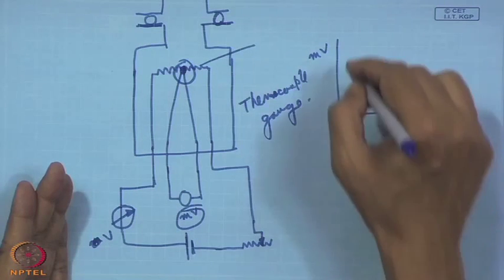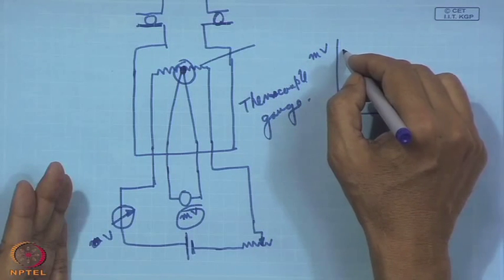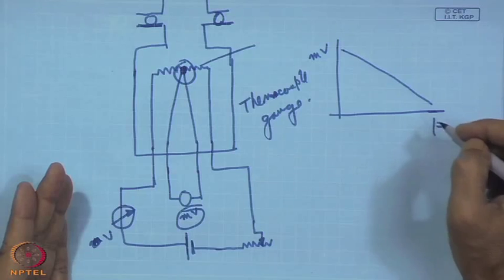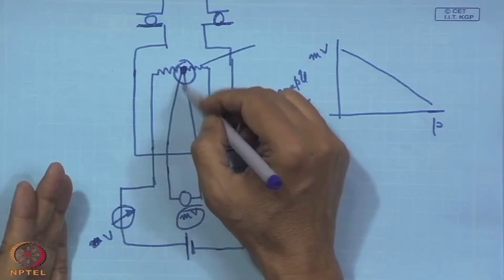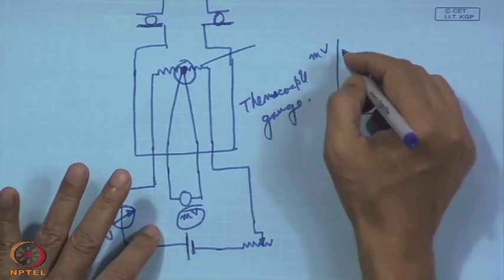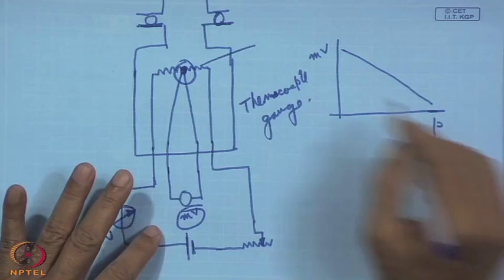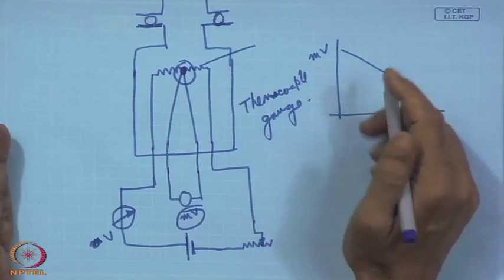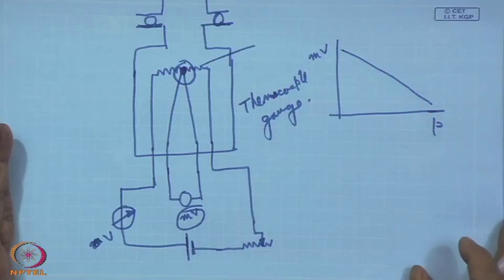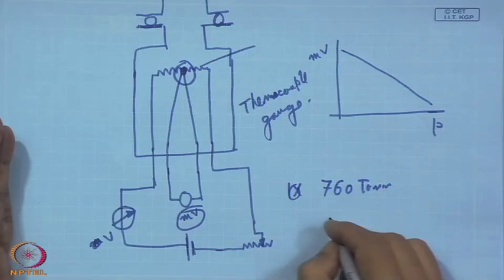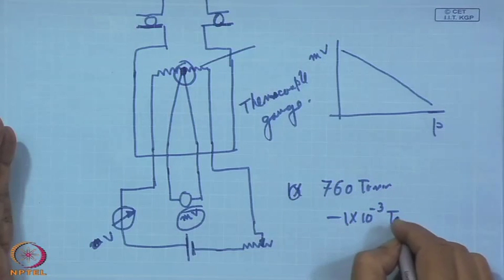So, as the pressure is reduced, we can see more of this millivolt, because the fall of pressure means higher temperature, and this junction will record higher thermo EMF, and that will be recorded. So, it needs calibration. Pressure and millivolt reading can be conveniently used for indirect measurement of this kind of thing, and this can be well used for measurement of pressure in the range of say from 760 torr to 1 into 10 to the power minus 3 torr.